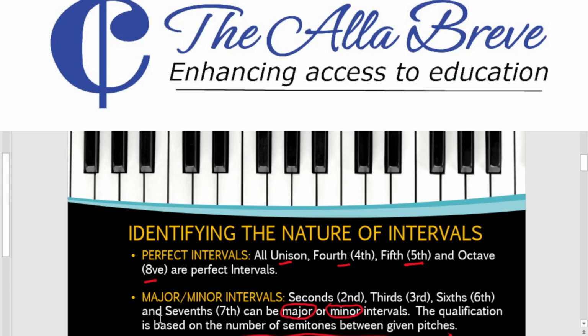The difference between the major second and minor second will be the number of semitones. You can have the major seventh or the minor seventh. The difference between major and minor will be based on the number of semitones. In the next section, we are going to look at how we count the semitones to determine whether it is a major, minor, or perfect.